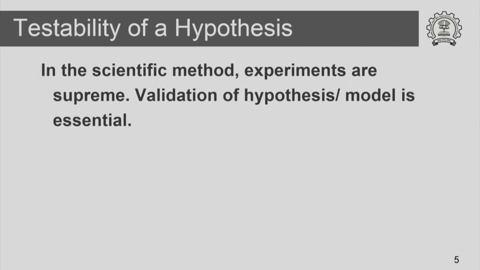So what is crucial is what we call the testability of a hypothesis. In the scientific method, what we have to understand is that the experiments are supreme. What is most important is that if you hypothesize something, then the validation of this hypothesis is absolutely essential. And to do this validation, we have to conduct experiments. We have to make predictions using the hypothesis, and then to validate these predictions, we have to conduct the experiments.